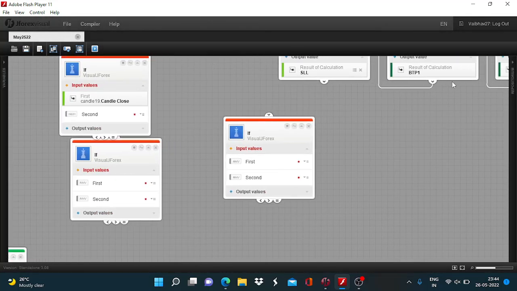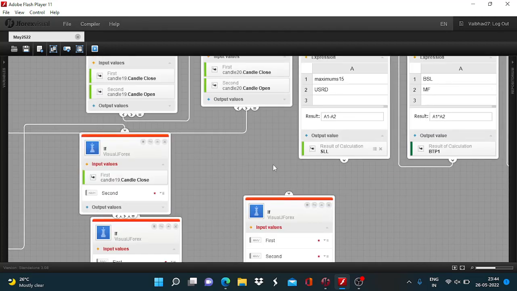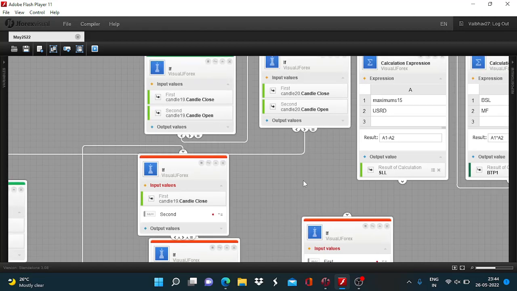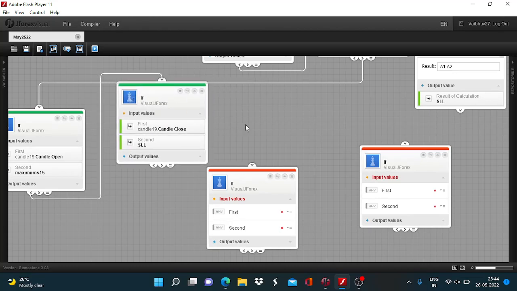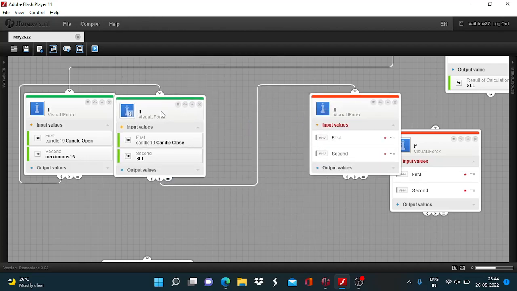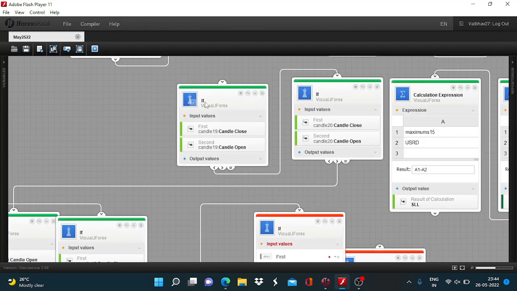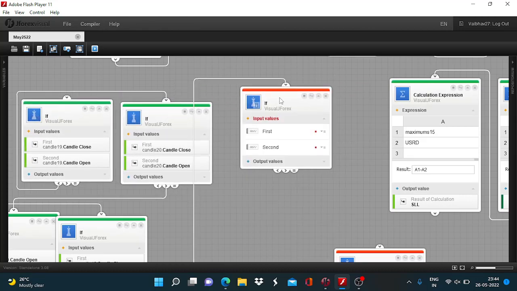And we compare it to candle 19 candle close. Candle 19 candle close needs to have been greater than SLL. So first input greater than second input. Alright. Then the execution will happen as and when price starts to drop below the last hour's closing value.